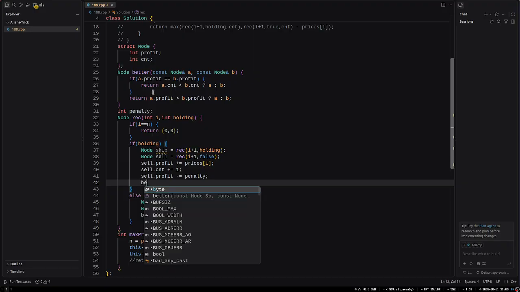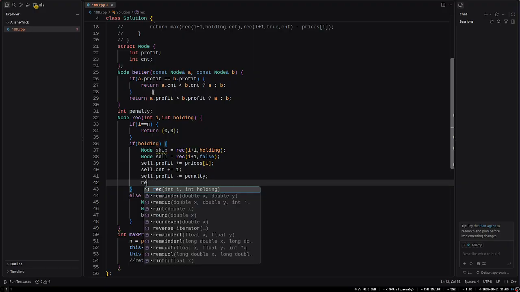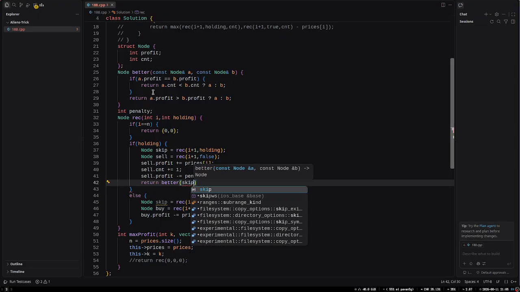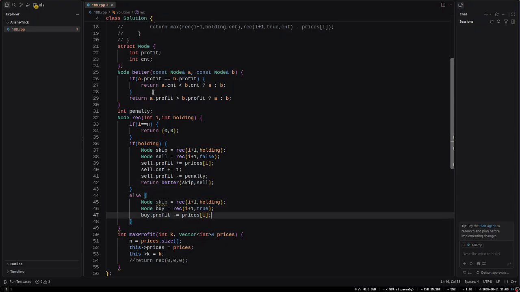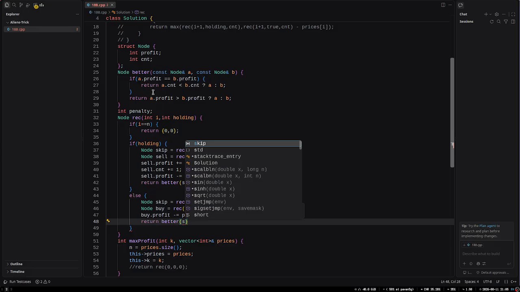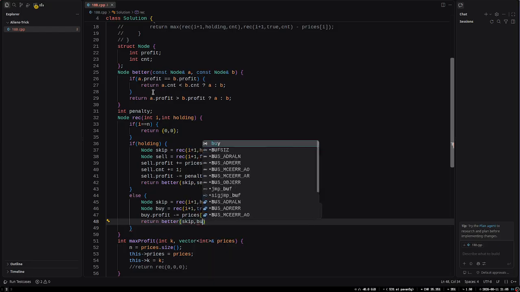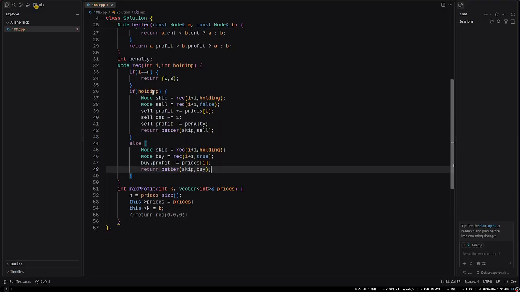We have written the better function and we need to return better of both: better of skip and sell, and here also better of skip and buy. Okay. So this was about the recursion.